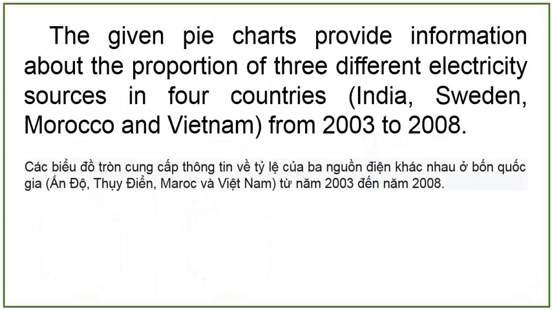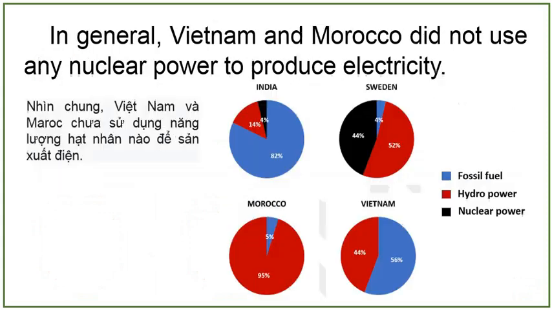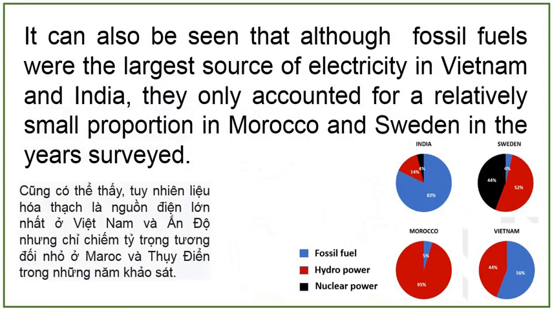The given pie charts provide information about the proportion of 3 different electricity sources in 4 countries: India, Sweden, Morocco, and Vietnam, from 2003 to 2008. In general, Vietnam and Morocco did not use any nuclear power to produce electricity. It can also be seen that although fossil fuels were the largest source of electricity in Vietnam and India, they only accounted for a relatively small proportion in Morocco and Sweden in the years surveyed.